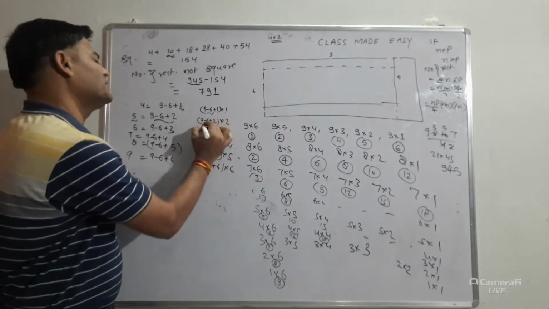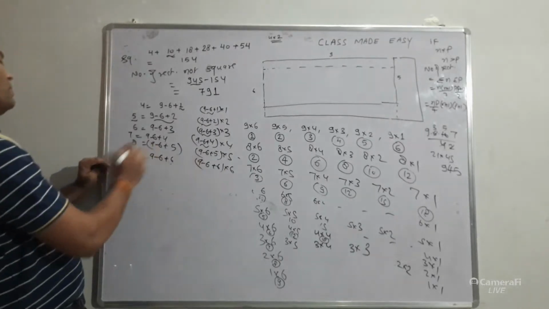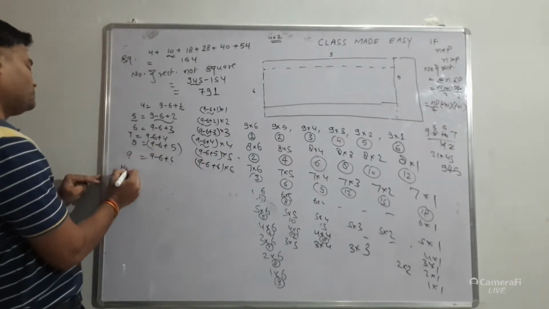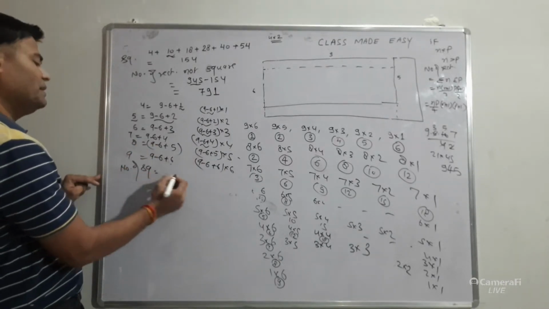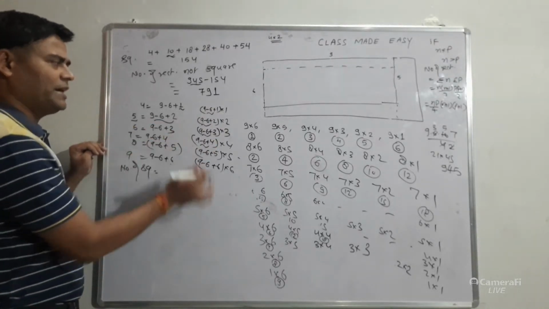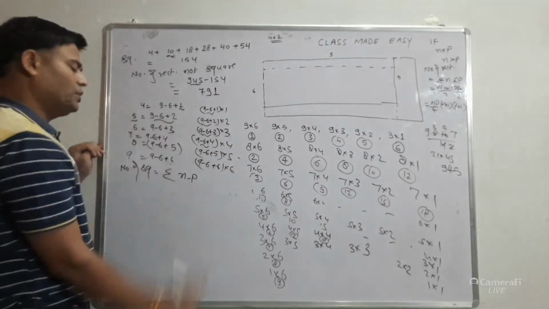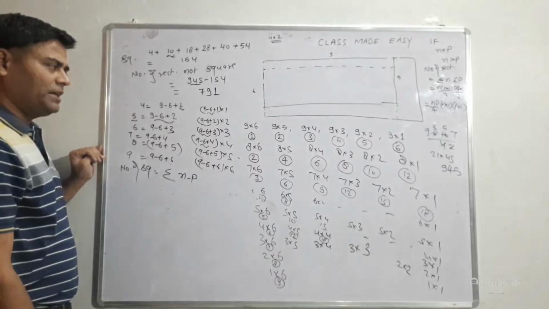See, 9 minus 6, 9 minus 6, 9 minus 6. It is n minus p. So the number of squares are there, n minus p. That is fixed. The difference is fixed.